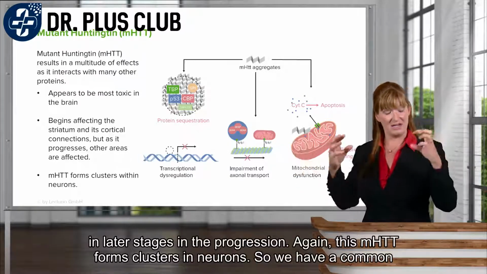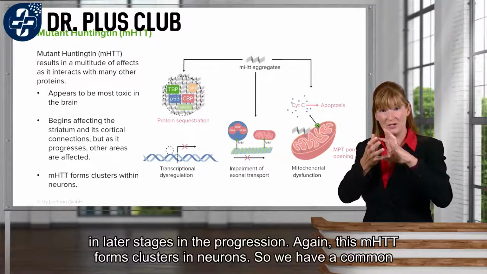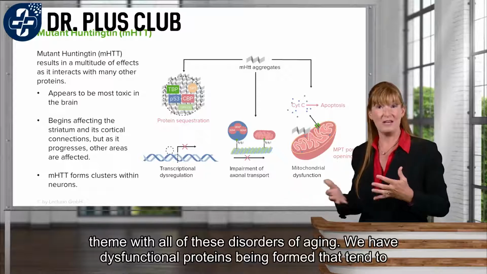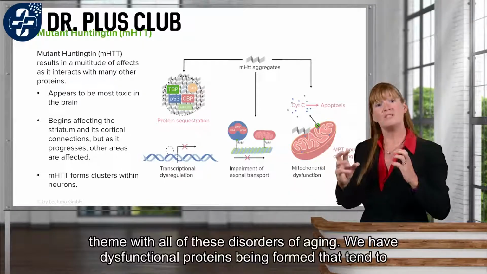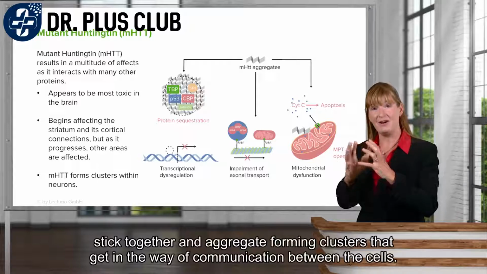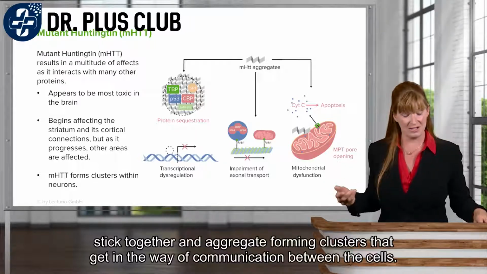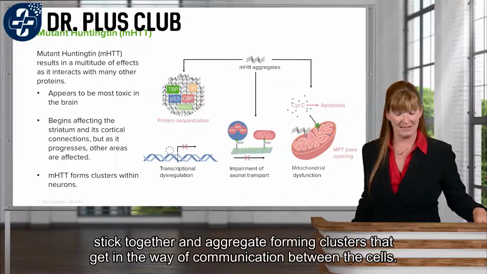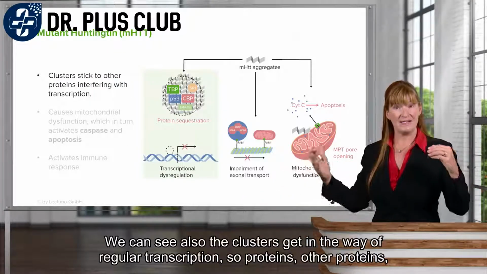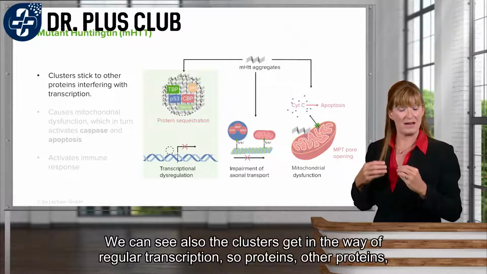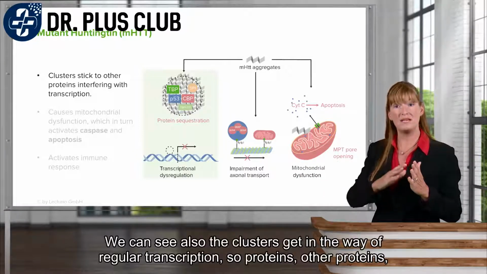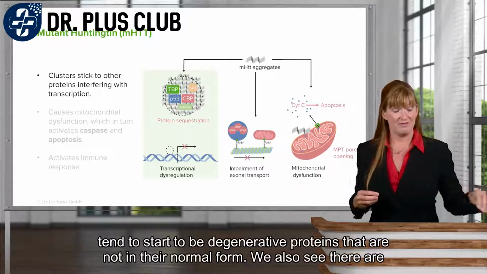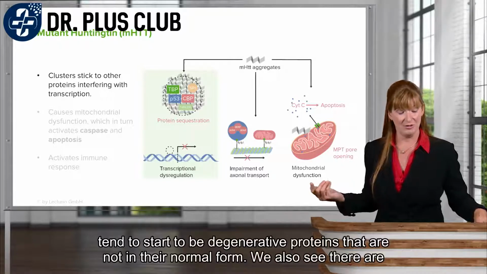Again, this MHTT forms clusters in neurons. So we have a common theme with all of these disorders of aging. We have dysfunctional proteins being formed that tend to stick together and aggregate, forming clusters that get in the way of communication between the cells. We can see also the clusters get in the way of regular transcription. So other proteins tend to start to be degenerative proteins that are not in their normal form.